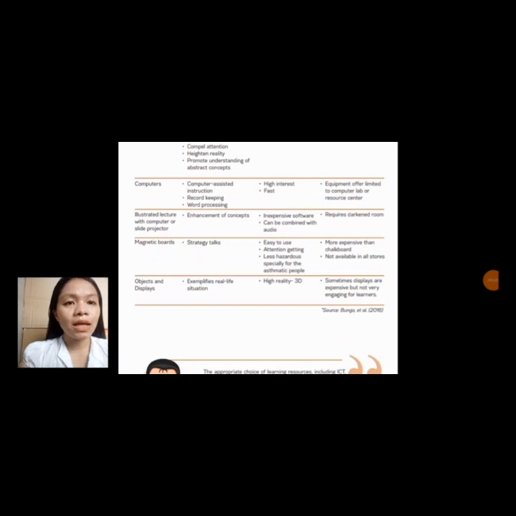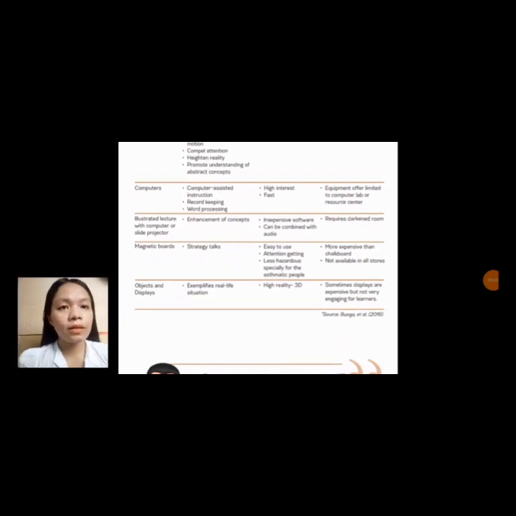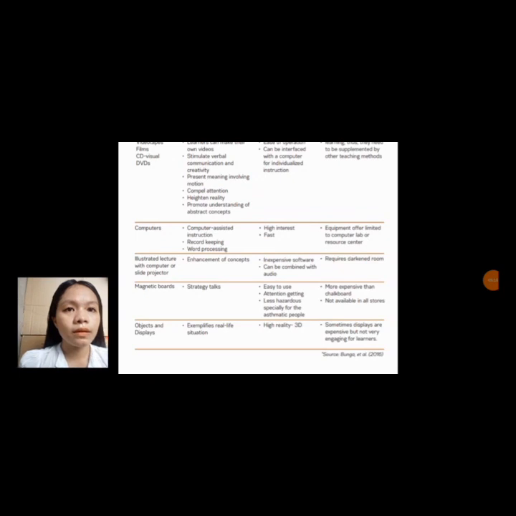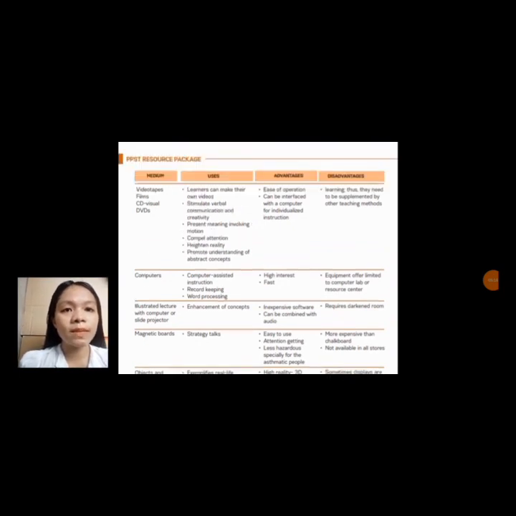So next is videotapes, films, CD, visual DVDs. Uses: learners can make their own videos, stimulate verbal communication and creativity, present meaning involving motion, compel attention, heighten reality, promote understanding of abstract concept. Advantages: ease of operation, can be interfaced with a computer for individualized instruction. Disadvantages: learning tasks they need to be supplemented by other teaching methods.